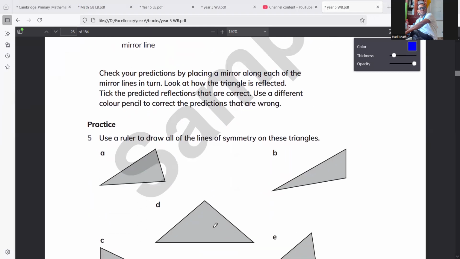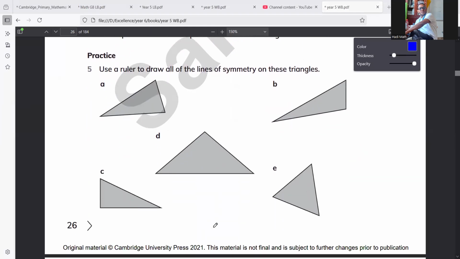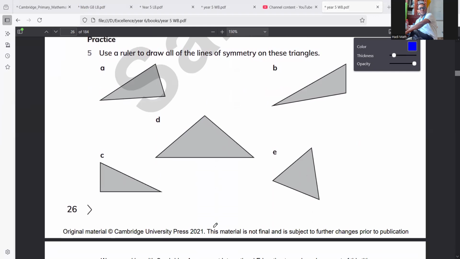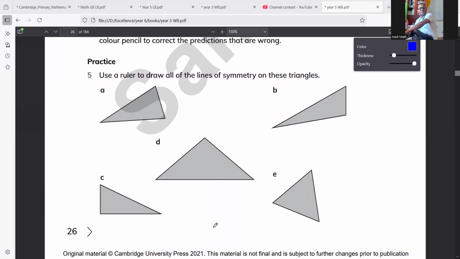Question number 5. They say use a ruler to draw all the lines of symmetry of these triangles. We know that if it is an isosceles triangle, you can draw one line of symmetry. And if it is scalene, you cannot draw any line of symmetry. And if it is equilateral, you can draw three lines of symmetry.